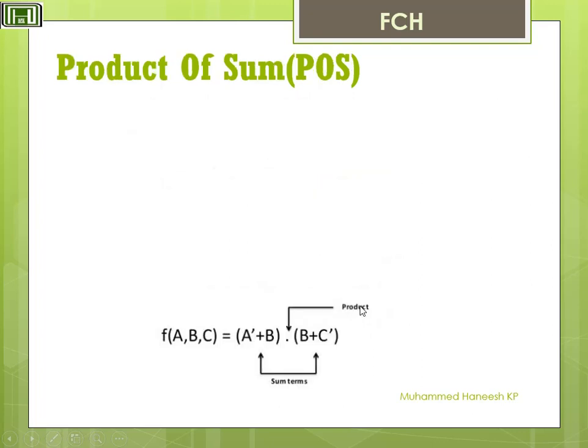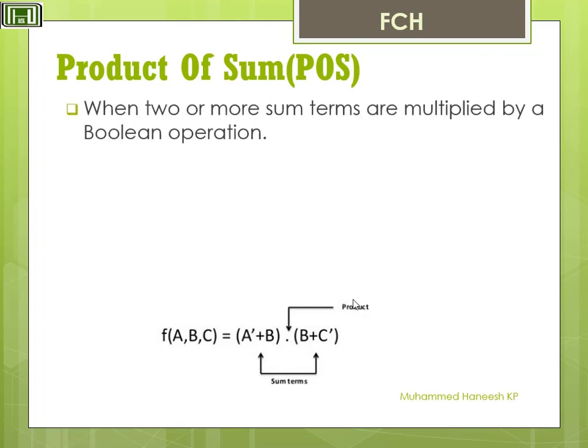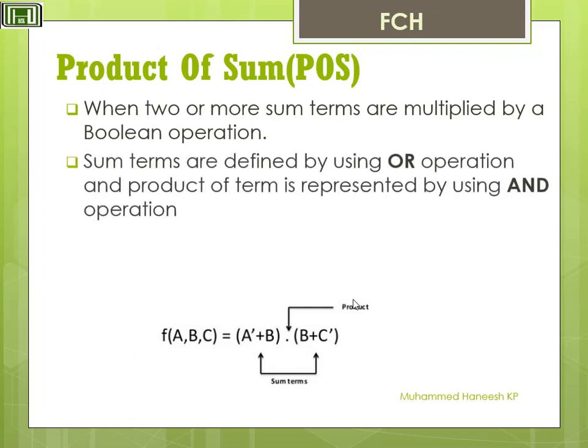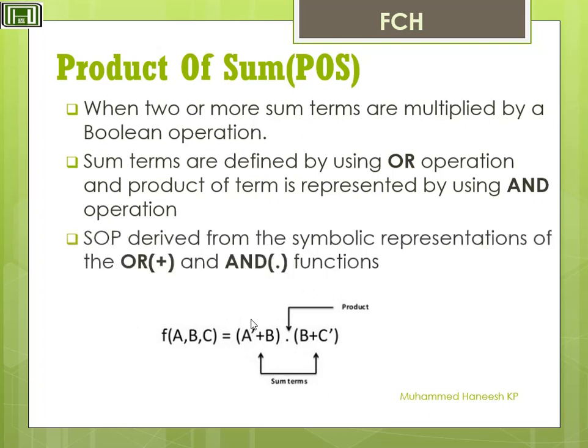Now we are going to discuss product of sum, that is POS. When two or more sum terms are multiplied in a boolean expression, it is called product of sum. Sum terms are defined by using the OR operation, that is OR means plus, and the product of terms is represented by AND, that is the dot operator for multiplication. See this diagram.